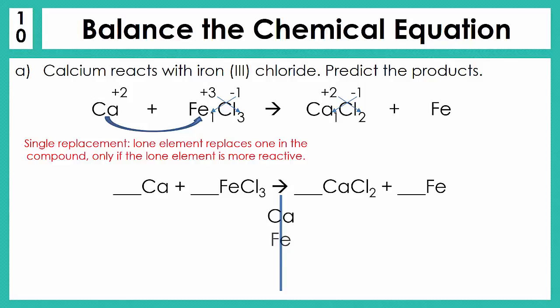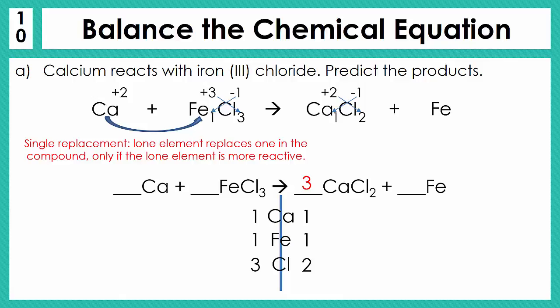I've got calcium, iron, and chlorine. 1 calcium, 1 iron, 3 chlorines. On the other side, 1 calcium, 1 iron, and 2 chlorines. So first thing we're going to look at is the chlorine. So I've got 3 and 2. So the common denominator there is going to be 6. So I want to aim to have 6 chlorines on each side.